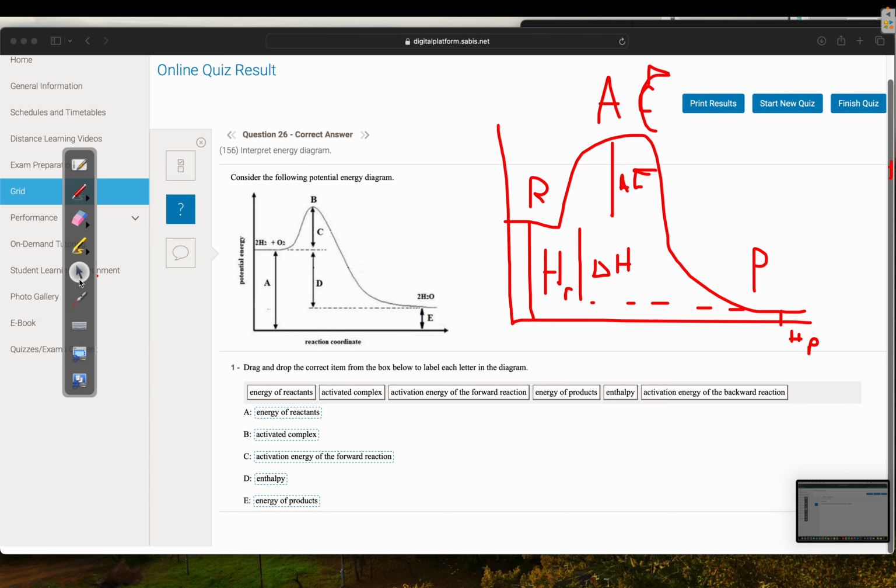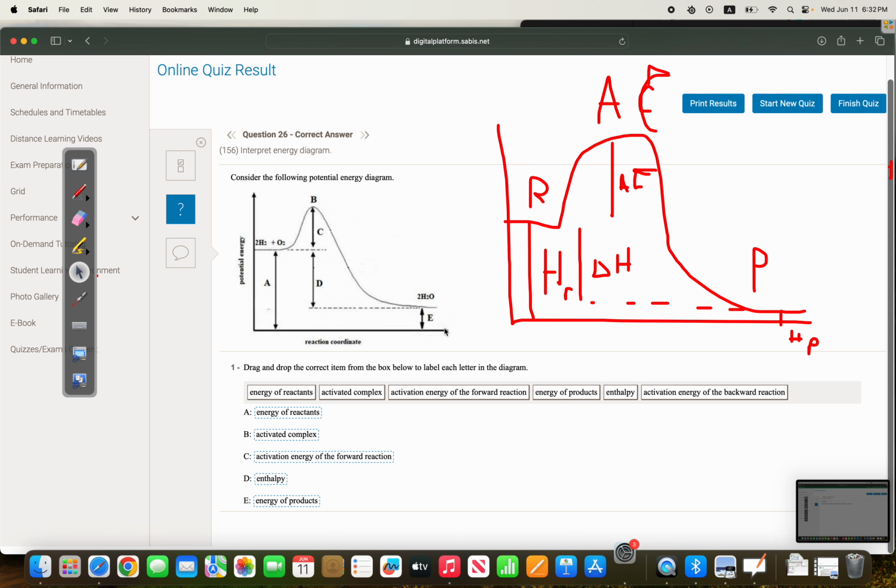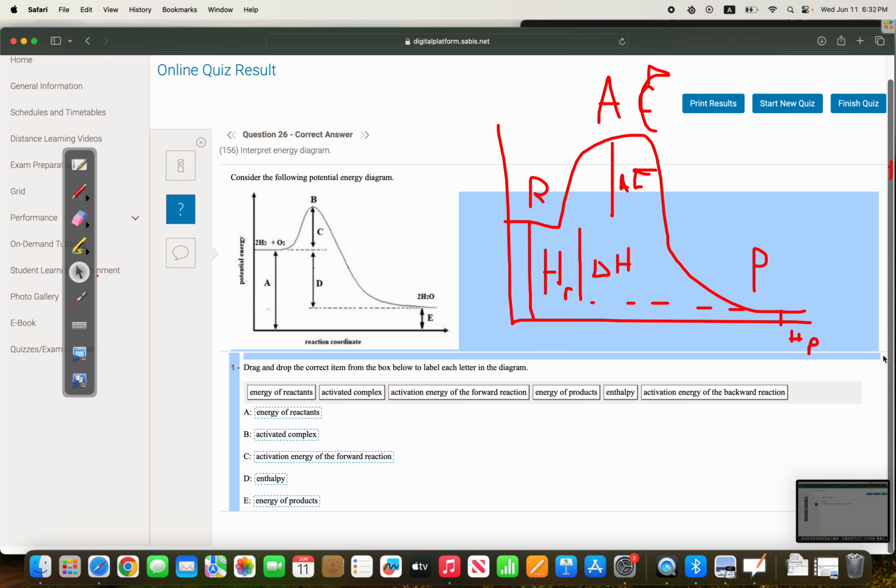Okay, energy of reactants is A because, as we drew it here, activated complex is B, always at the top. Activation energy of the forward reaction will be the difference between the reactants and the activated complex. Enthalpy is the change in heat, which is, as we said, D, which aligns in the position of delta H. E is the energy of products, which is the difference between the product and the x-axis.